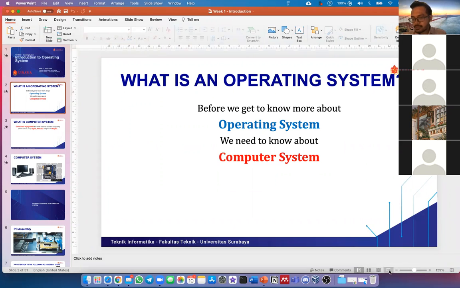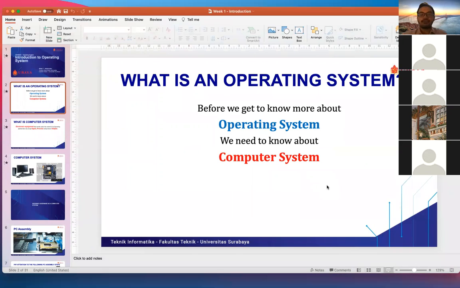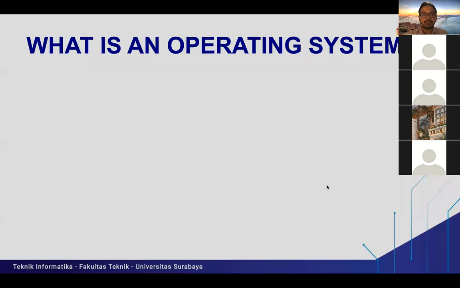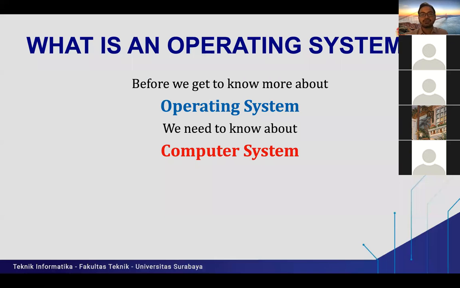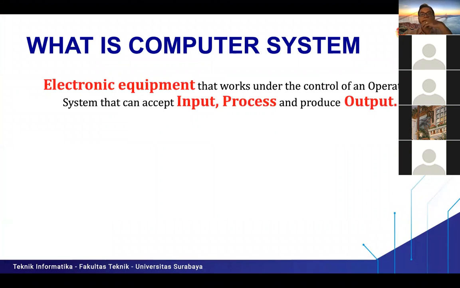Before we get to know about the operating system, we need to know about the computer system. So what is a computer system? The computer system is electronic equipment that works under the control of an operating system that can accept input, process, and produce output. Like you have learned before, when we have a computer, it will receive the input, right? So the job of our computer is to process the input. Then our computer will produce the output, right?